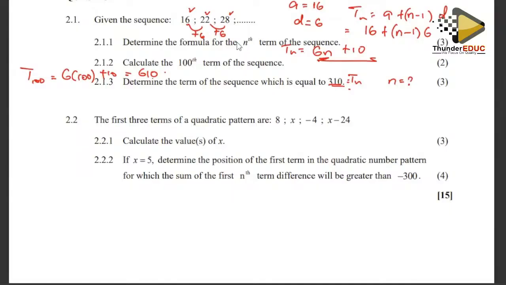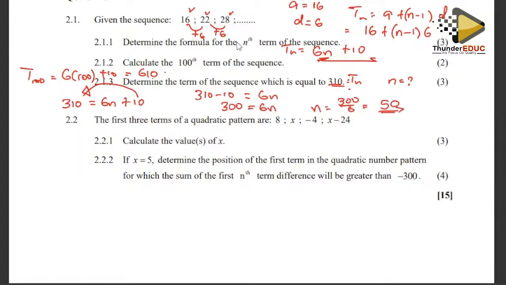If we substitute into the equation again, it's going to be 310 is equal to 6n plus 10. Let's move the 10 that side. So it's 310 minus 10 is equal to 6n, meaning that 300, then divide by 6. So n becomes 300 over 6. It becomes 50. So position number 50 is going to have 310.